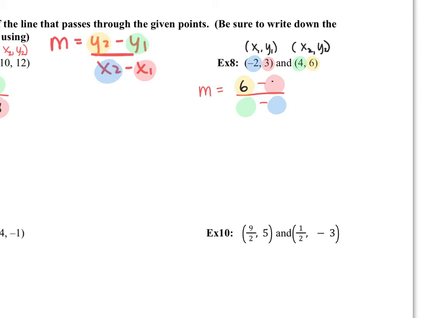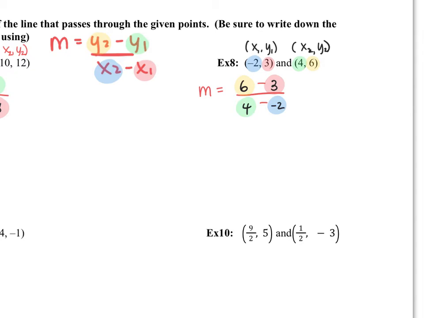So y2 was 6, y1 was 3, x2 was 4, x1 was -2. The key on this one is that in this blue highlighted dot went the number -2. This minus sign was just part of my subtraction fraction. It was there all along. So it is possible for these numbers to be negative. That's not going to affect this.